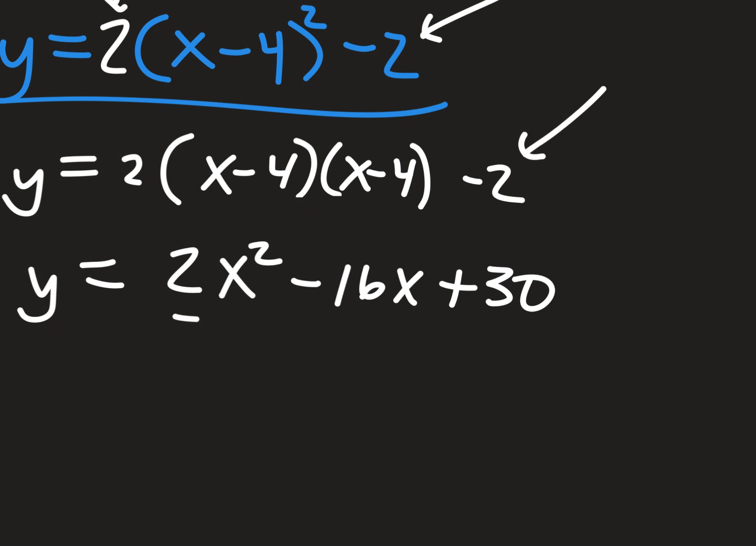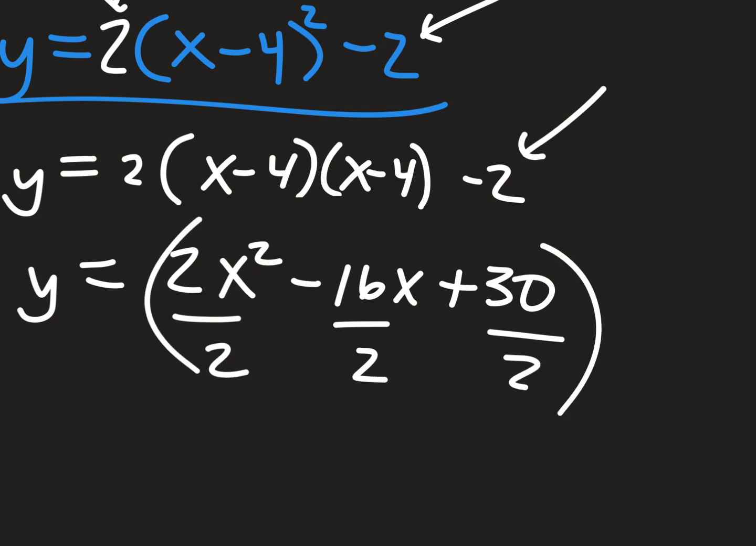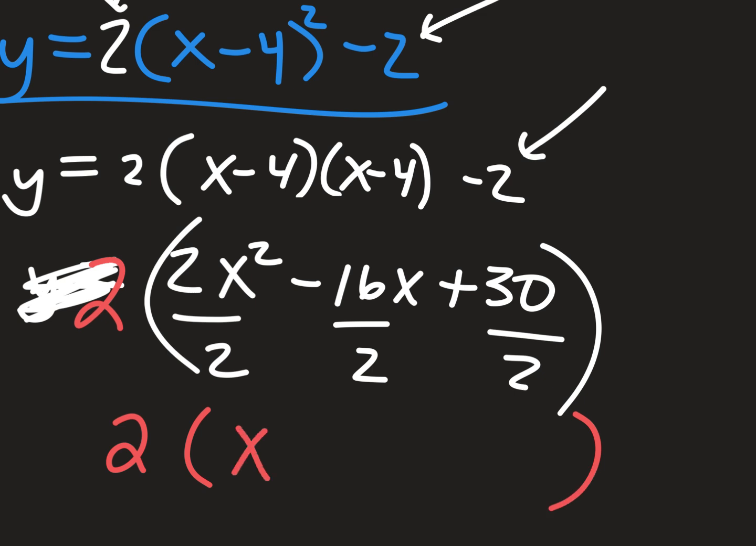Could you factor the 2 out of everything? Yeah. So I just want to remind everybody how that would work. You divide everything by 2, but then you really have to put the 2 in the front, and that's really common for people to forget. That 2 has to be in front then from now on. And you would get x squared minus 8x plus 15.